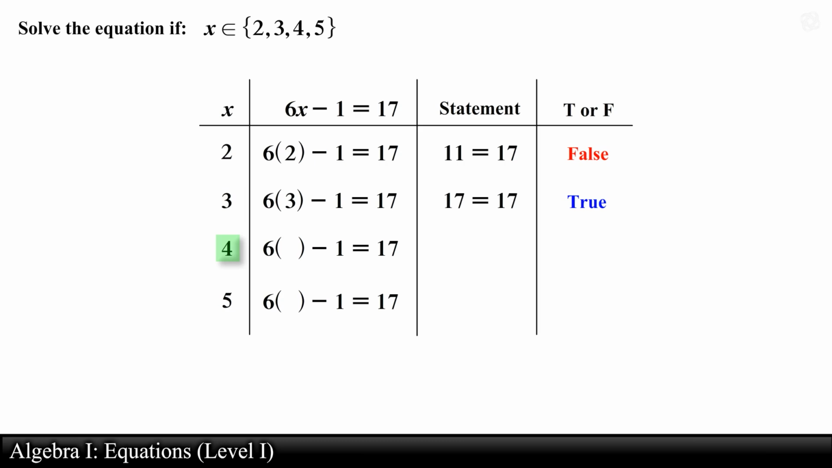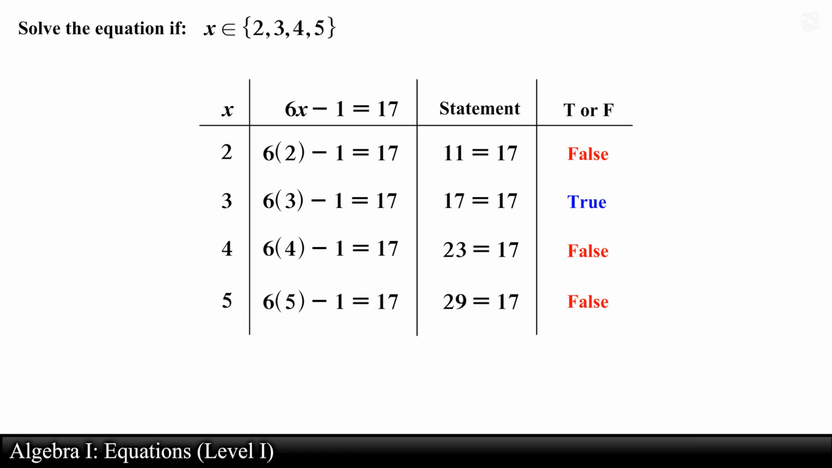The third element is 4. So substituting it into the equation yields the statement 23 is equal to 17, which is false. Now the final element of the domain is 5. Substituting it into the equation yields the statement 29 is equal to 17, which is false.